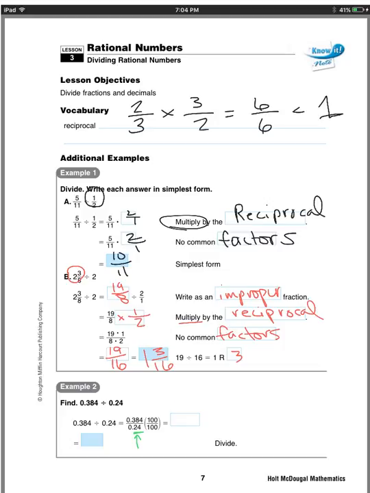So when we do that, we get 38.4 over 24, because when you multiply by 100, there's 2 zeros, so it moves the decimal place 2 places to the right. Now, if you show me what you've multiplied, and then this, you can use a calculator to do the rest, and you get 1.6.